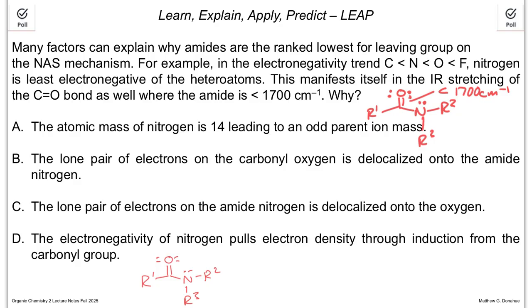So amide bonds are resistant to substitution. And an explanation for that is the lone pair on nitrogen can be delocalized onto the oxygen. So now the CO pi bond has less double bond character, it's more single bond.